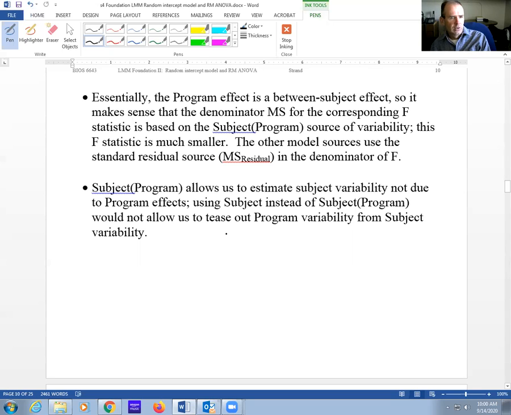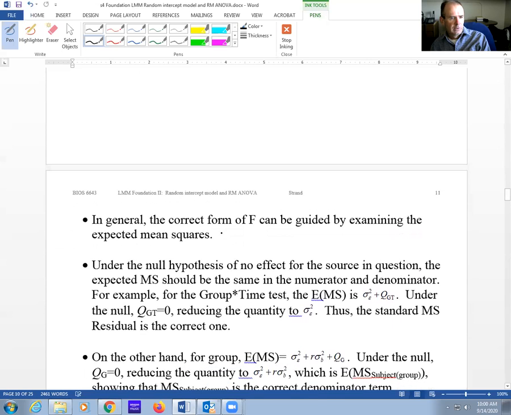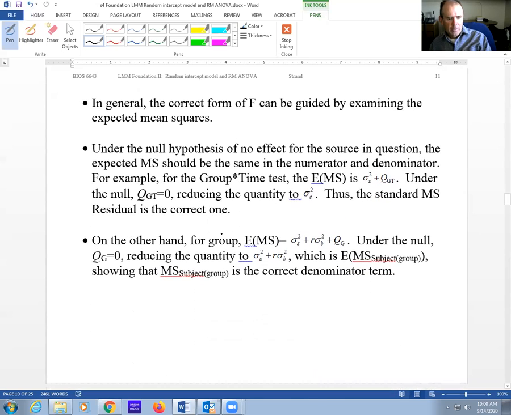But what I want to show you even more mathematically is why we use that for the group effect. If we go back to the expected mean squares, if you think about constructing the test, what you're going to do is have an expected mean square for the numerator and for the denominator.